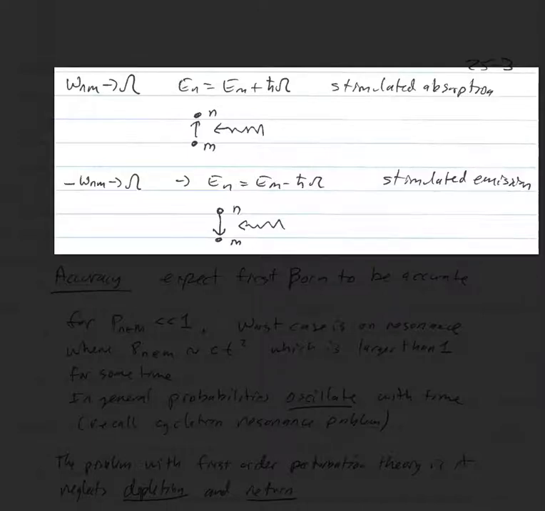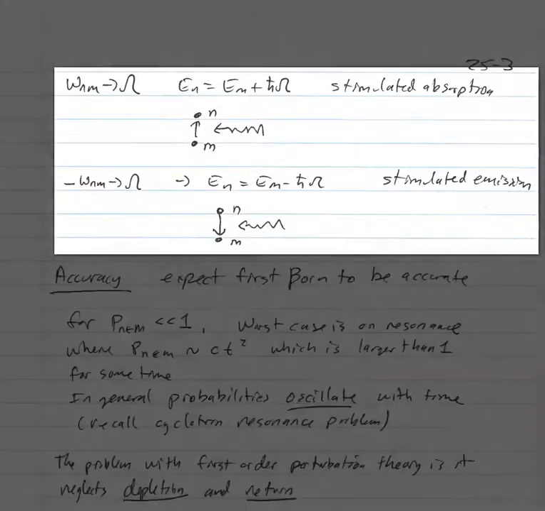In the other case, when −ω_nm is approximately equal to Ω, that's the case when E_n is equal to E_m minus h bar ω. That's a process called stimulated emission. That's when we're going from a higher energy state to a lower energy state, and that transition where I go from high energy to lower energy is being stimulated by the fact that I have some excitation that is coming in at a frequency of Ω. So you can schematically think of that as a photon coming in and stimulating a transition from a high energy state to a low energy state. This is a process that's very important for lasers.